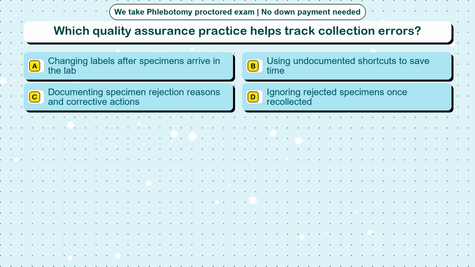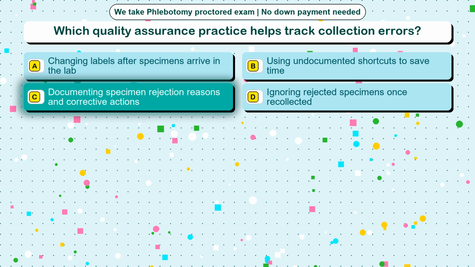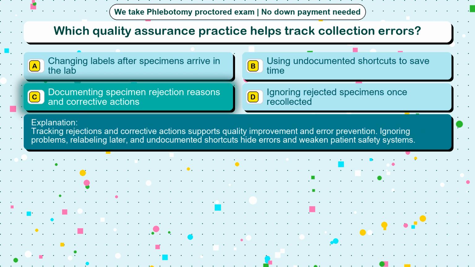Question 77. Which quality assurance practice helps track collection errors? Option A, changing labels after specimens arrive in the lab. Option B, using undocumented shortcuts to save time. Option C, documenting specimen rejection reasons and corrective actions. Option D, ignoring rejected specimens once recollected. The correct answer is option C, documenting specimen rejection reasons and corrective actions. Tracking rejections and corrective actions supports quality improvement and error prevention. Ignoring problems, relabelling later, and undocumented shortcuts hide errors and weaken patient safety systems.